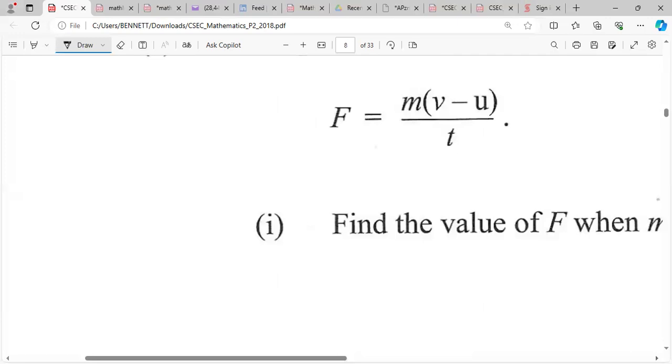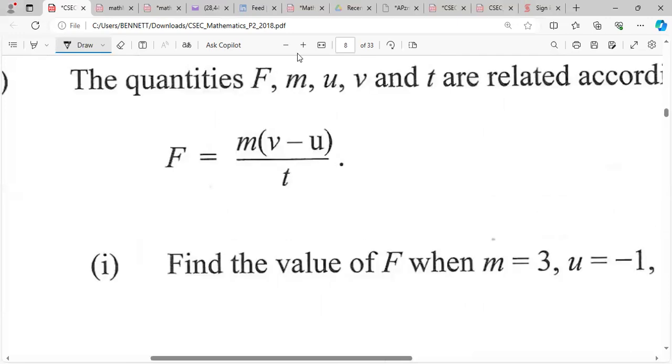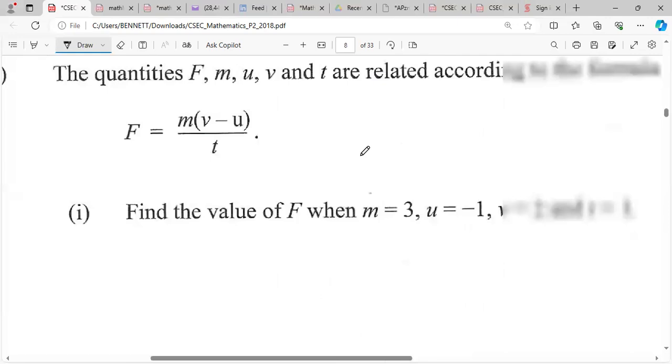Alright, let's proceed to this one now. What is this? I think I need to small it up here. Let me small it up first, because we need to see what the quantities F, M, U, V and T are related according to the formula. F is equal to M bracket V minus U upon T. And it's to find the value of F when M is 3, U is negative 1, V is 2, and T is 1. So all we have to do is just write out the relationship.